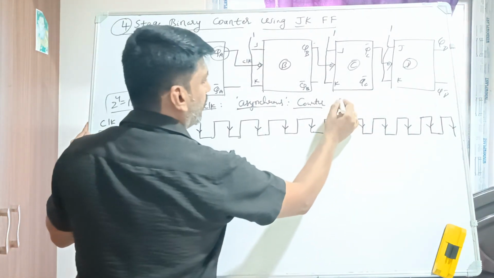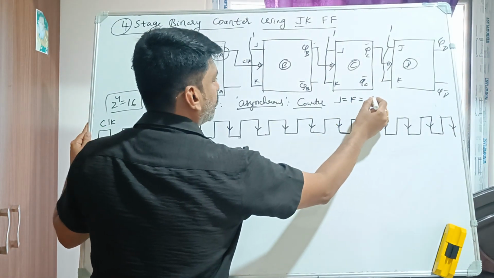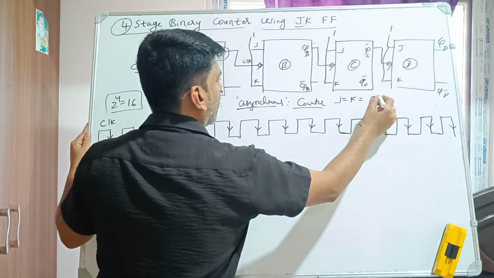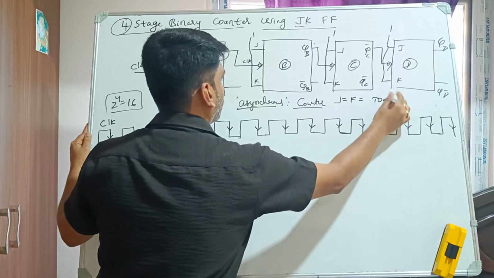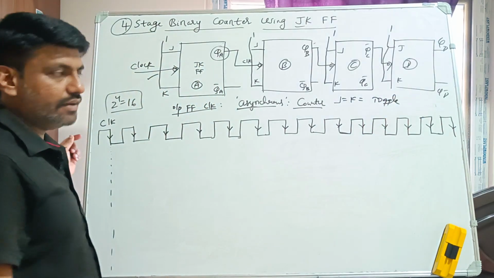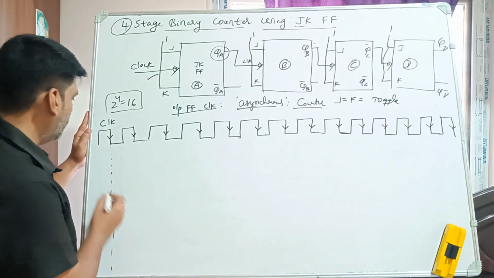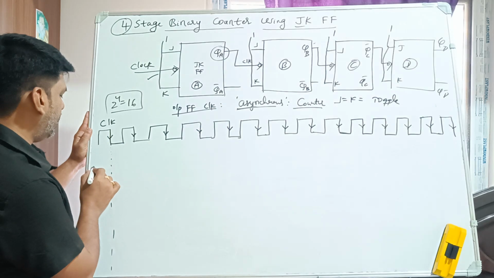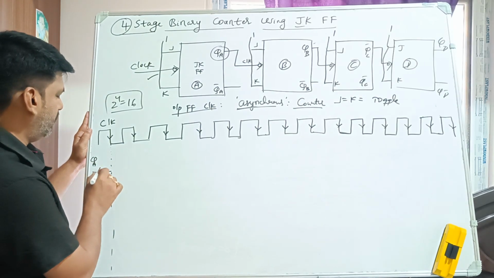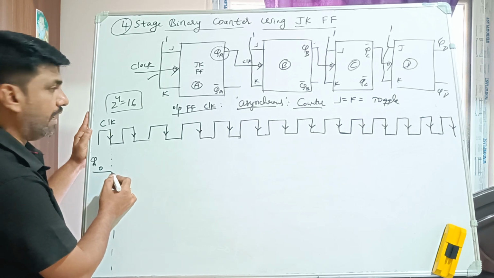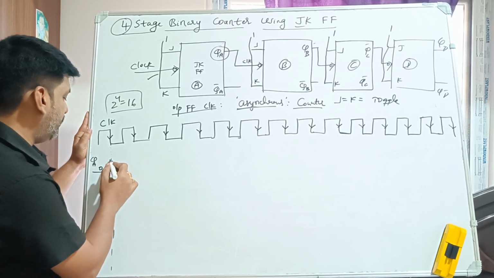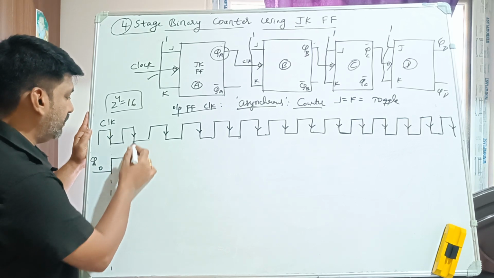When J and K value are 1, what should happen? It should be toggling. Toggling means the previous condition, if it is Q, Q bar should happen, right? So initially I will consider QA as 0 up to this point. So at this negative edge, toggling should happen. Here 0 is there, so now what I will get is 1. This 1 will go up to this stage.